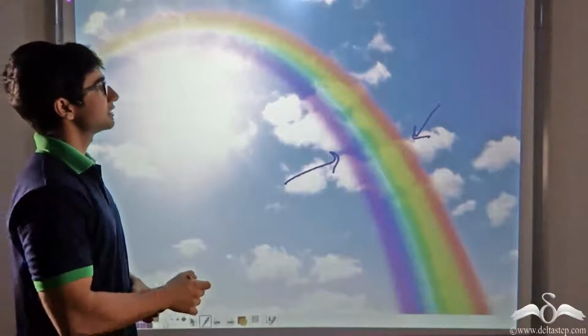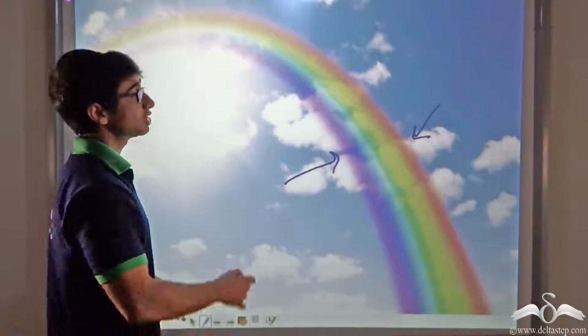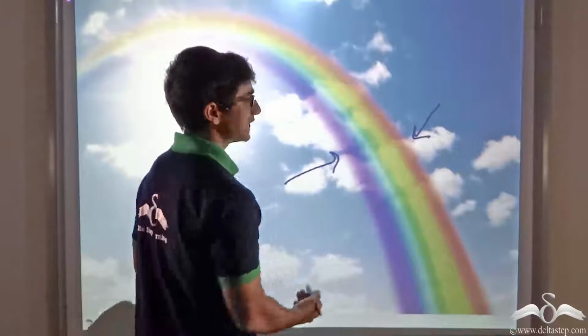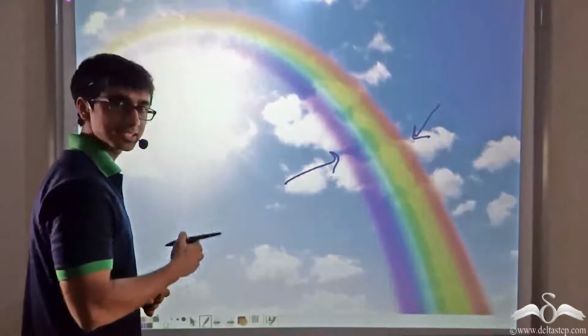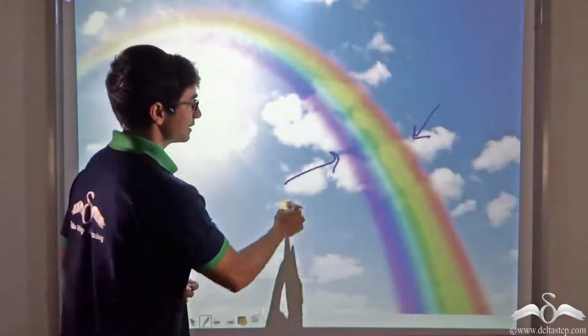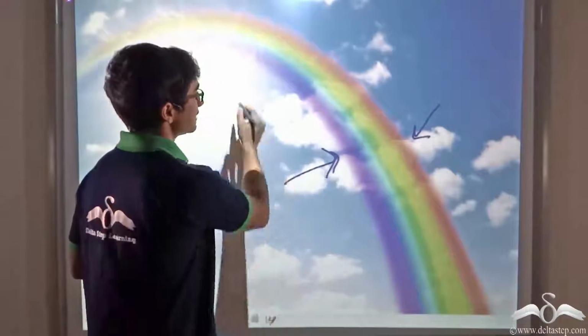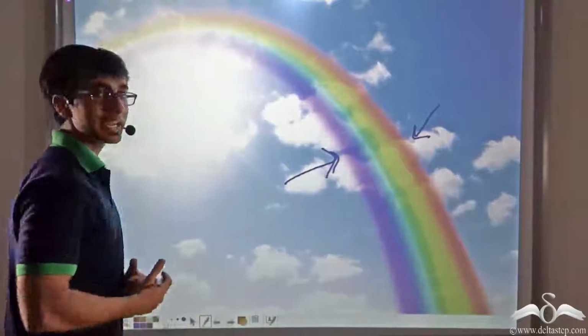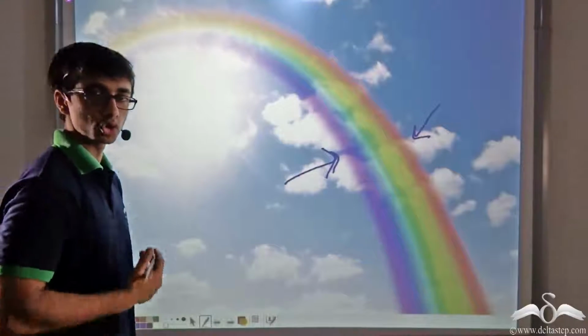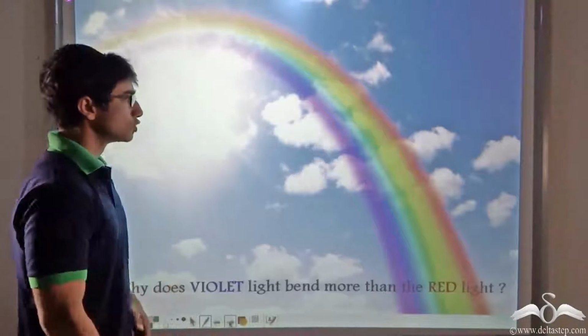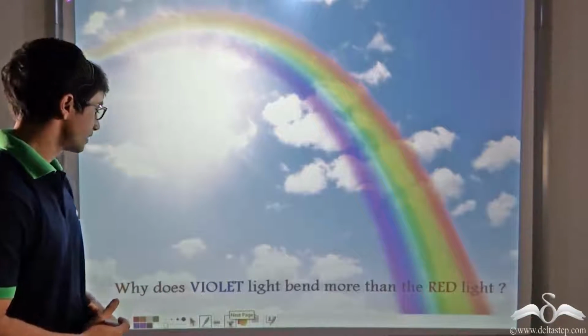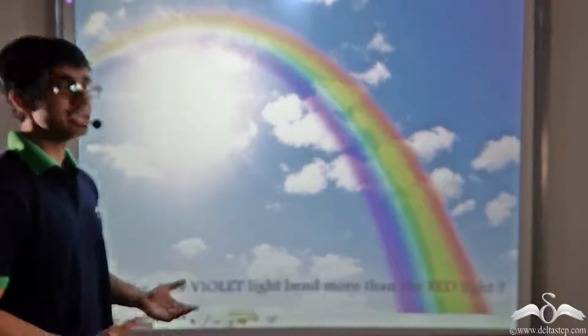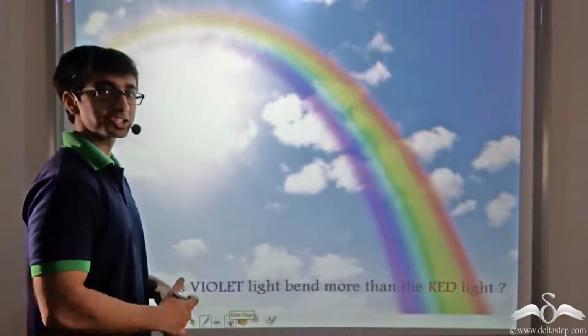We can say that since red light is on the top of the rainbow, it has bent or curved less. And since violet light or the violet color is at the bottom, violet light has bent or curved more. So why do you think this is happening? Why does violet light bend more than red light? Let us find out.